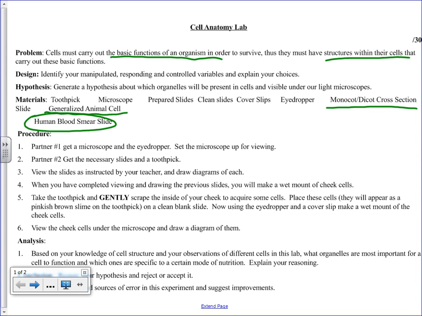You just have to stain them differently than these ones are stained. Then the last thing is you're going to make a wet mount of your own cells. You're going to go CSI, take a cotton swab, and swab the inside of your cheek.